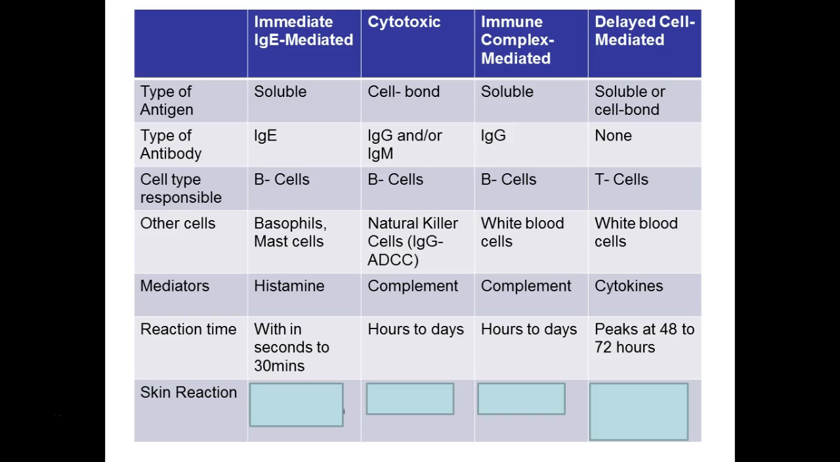So with IgE mediated, can you get a skin reaction? Yeah, we typically refer to that as hives or the wheal and flare. Doesn't always happen, but a skin reaction can happen for IgE mediated. Does a skin reaction happen for cytotoxic? No. Right? This is happening in your blood. Immune complex mediated. Could you get a skin reaction? Yes, you can. And the name given to that is referred to as the Arthus reaction.